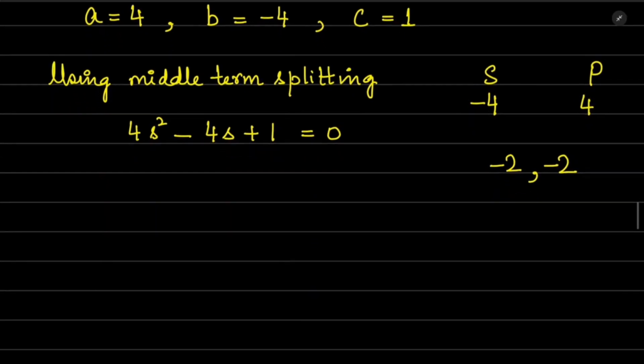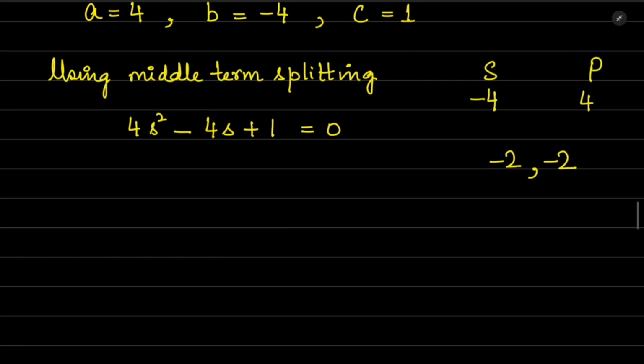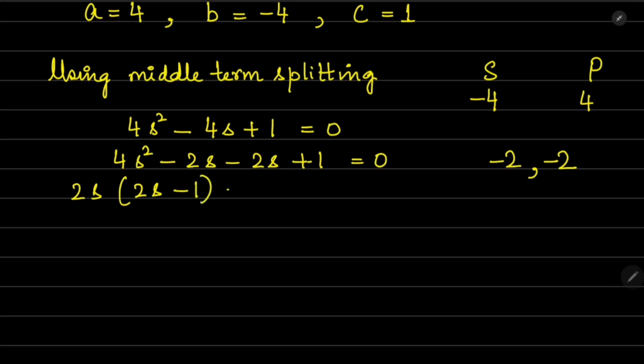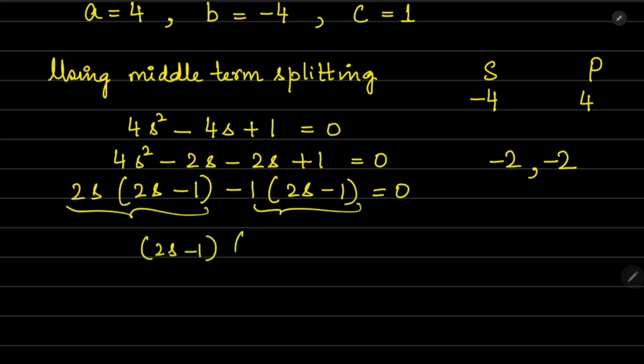So let us do the middle term splitting. We have found the two values for middle term splitting. So replace it: 4s square minus 2s minus 2s plus 1 is equal to 0. From the first two terms, take out common: 2s is common, so 2s into 2s minus 1. Again from the last two, minus 1 common out: minus 1 into 2s minus 1 equal to 0. Now 2s minus 1 is common, and what is remaining is also 2s minus 1, equal to 0.